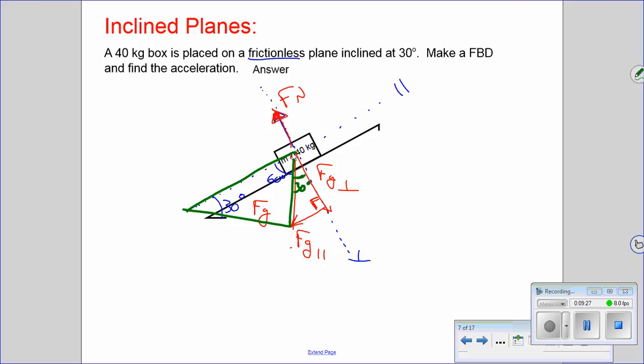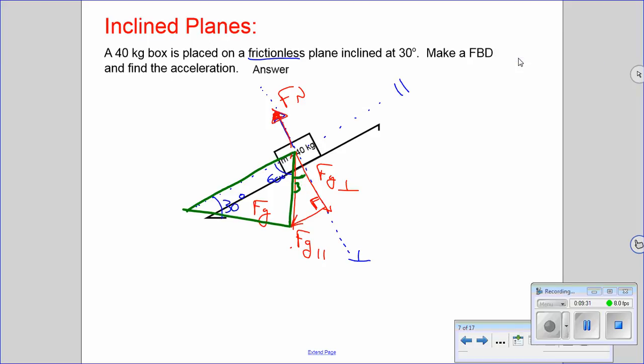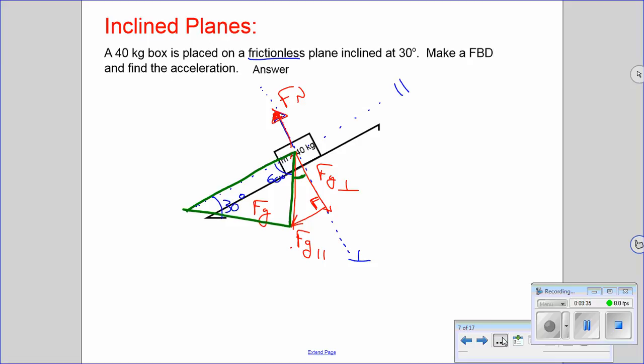All right, so let me undo all that just to clean up the drawing a little bit. Now that's going to be annoying. Okay, so it then turns out that this one in here is also 30 degrees. Cool?